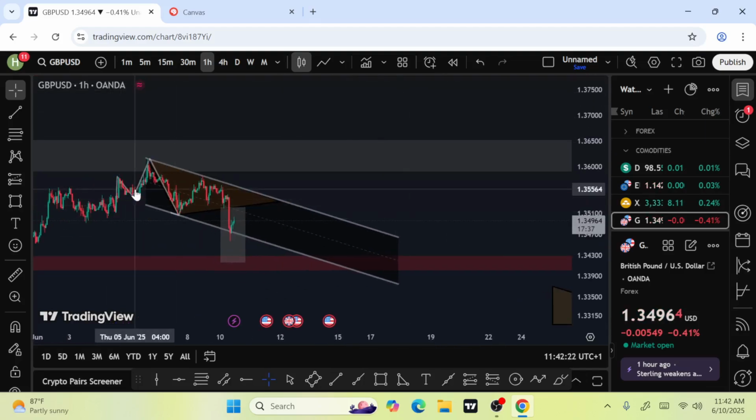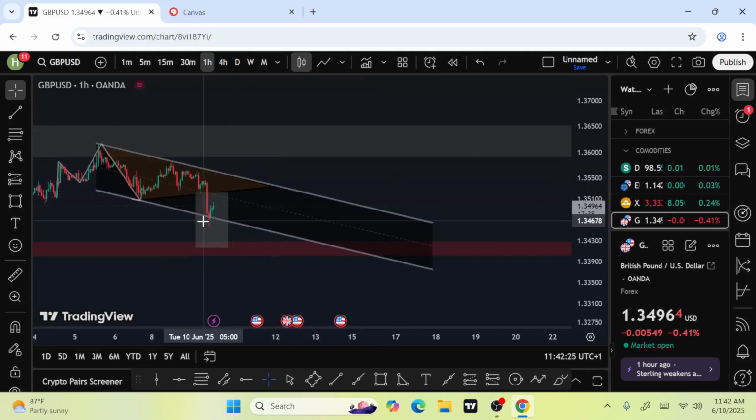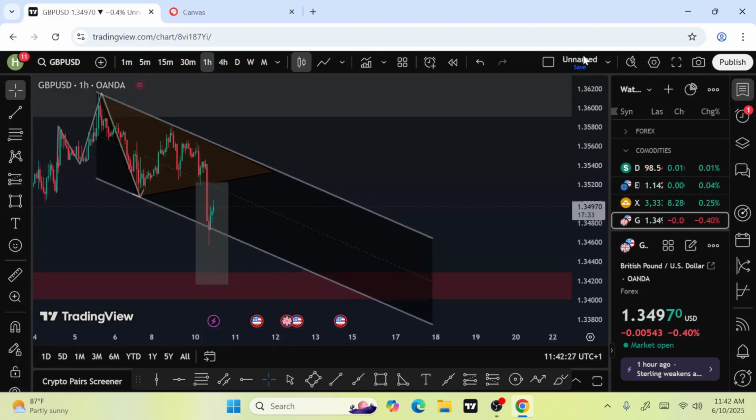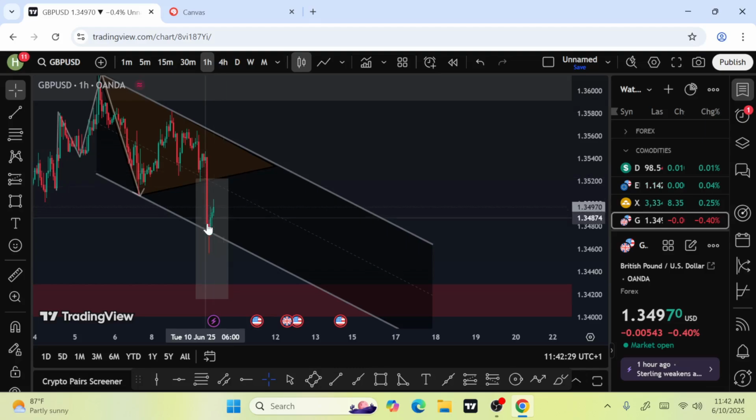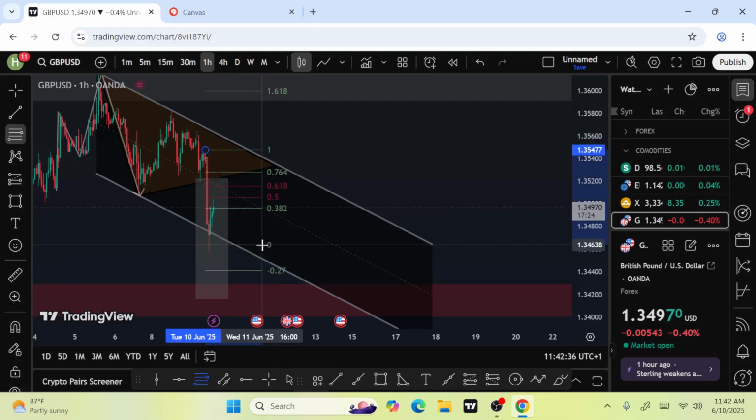So why is this happening? Why this buy is happening is because of what? It is acting as a retest from this breakout. What will you do? Fibonacci from this point to the last point.